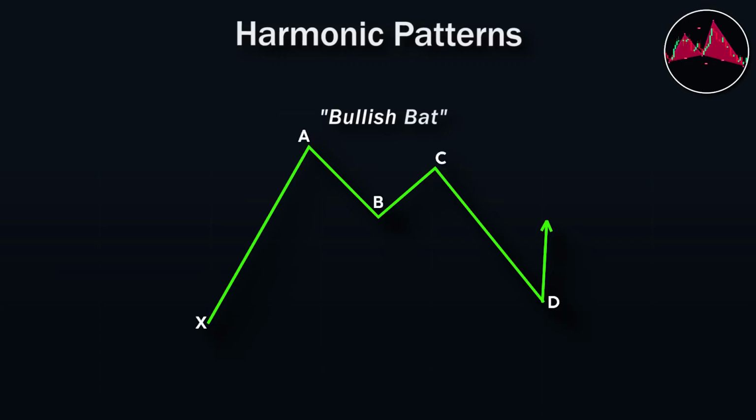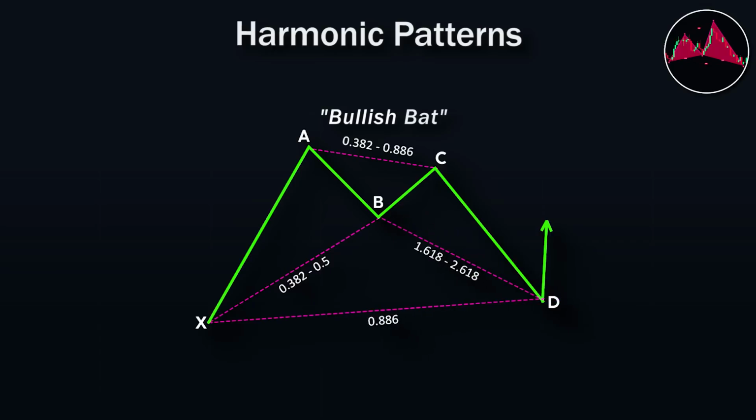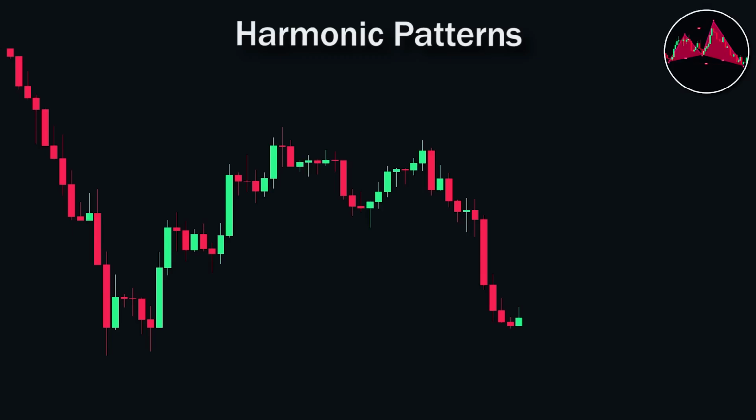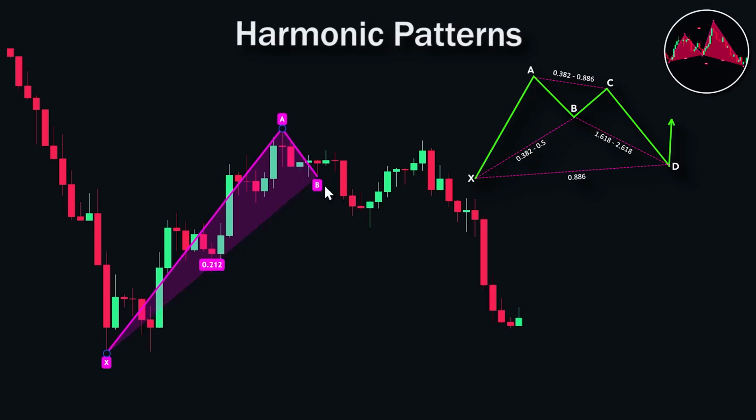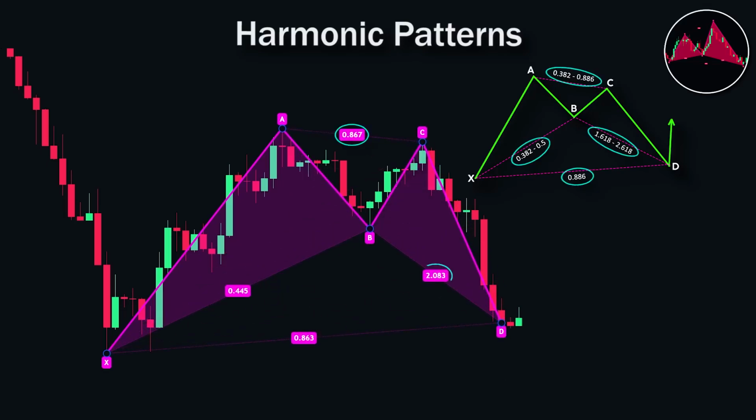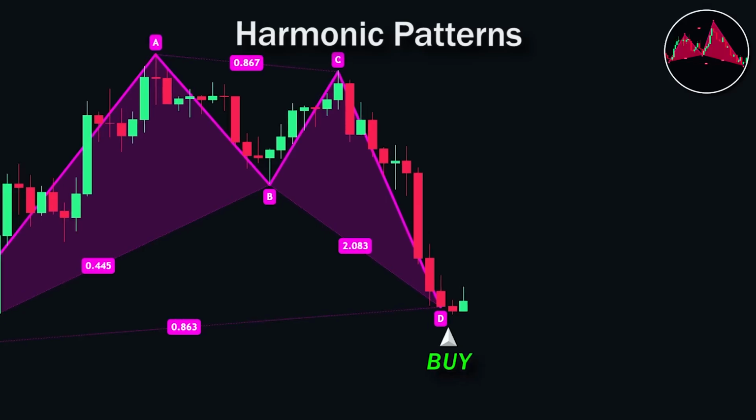has a specific guideline. For example, point X to point B needs to have a value between 0.382 and 0.5. Point A to C needs to have a value between 0.382 and 0.886. And the same thing works for the other points. Next, these specific guidelines can then be applied onto a real chart. So, if you see a price forming a series of 4 movements, you can apply the harmonic pattern tool to check if the price that formed matches a pattern's guideline. If it does, then you can take a position based on the pattern that formed.